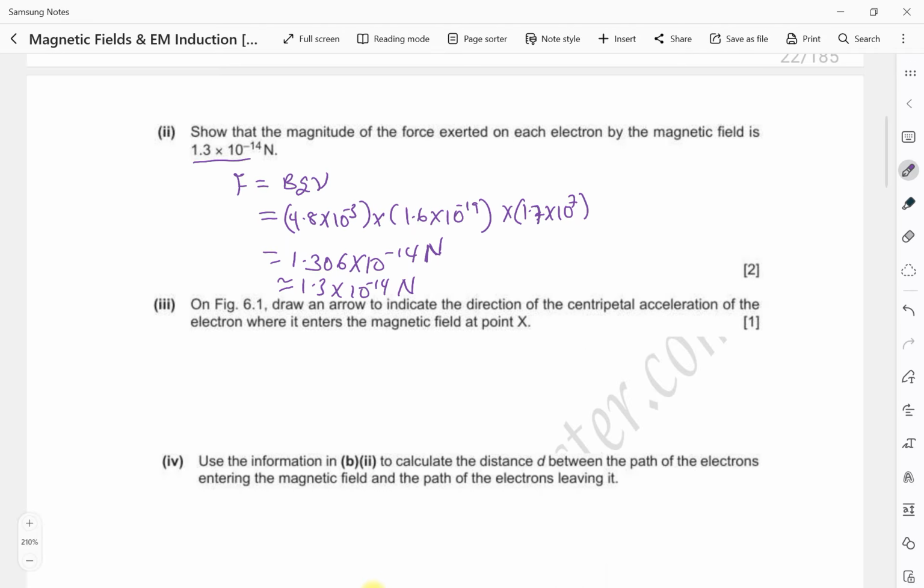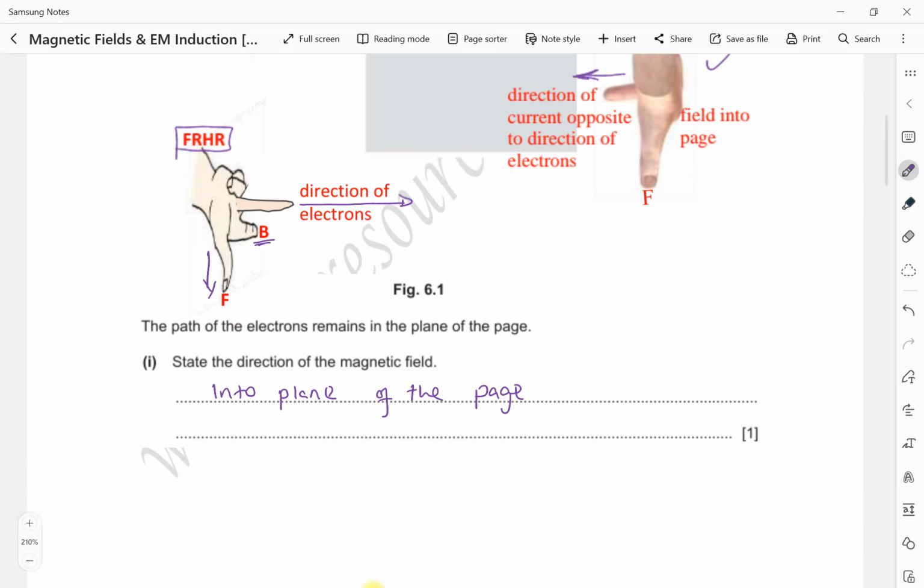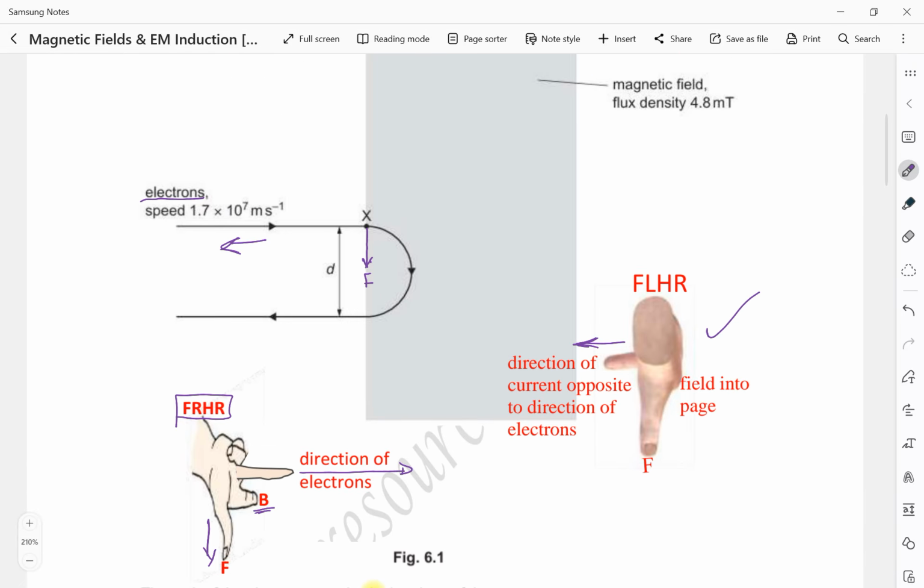On the figure 6.1, draw an arrow to indicate the direction of the centripetal acceleration of the electron where it enters the magnetic field at point X. So of course, the direction of the centripetal acceleration is the same as the direction of the centripetal force. The centripetal force and the centripetal acceleration always act towards the center of the circular path. So at X, the arrow must point down towards the center, and I had already drawn that to show the direction of the force. So this is the arrow. That means I'm going to wrap this other arrow here so that I only remain with that one.